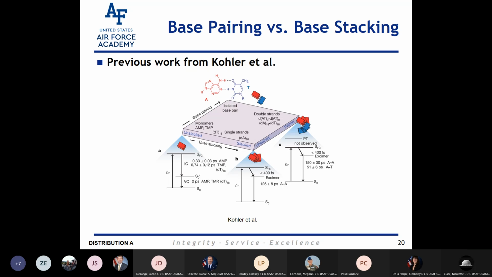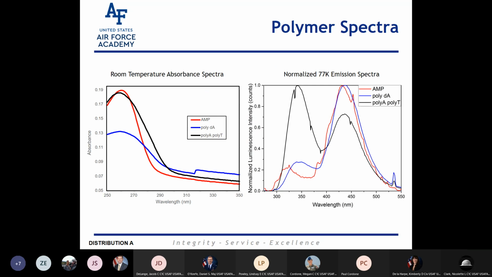And so we froze our DNA polymers, and then we looked at their steady state using both the room temperature absorbance spectra and the emission spectra while frozen. And again, you can see, just like with our nucleotides, we have our fluorescence bands, which happen at shorter wavelengths, and our phosphorescence bands, which happen at longer wavelengths and usually take longer.